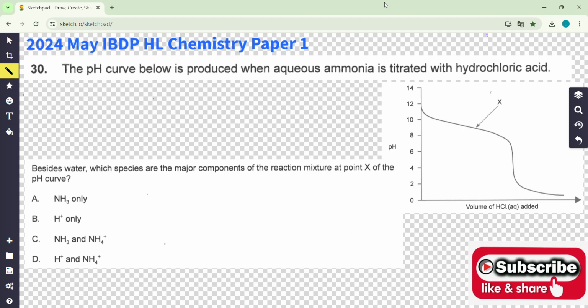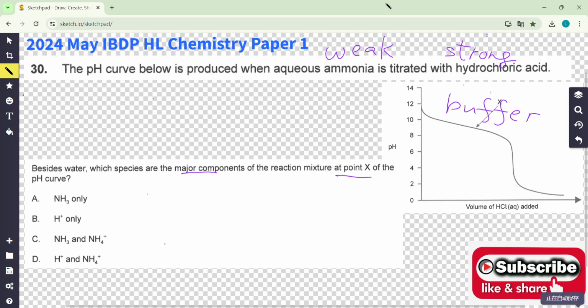So question 30 is about what the major components are. Okay, at the point X, look at the point X, it is the plateau here. So what happened there? It is weak ammonia, a weak base, titrated with a strong acid. So we know it is a buffer solution, right? So what is a buffer solution?